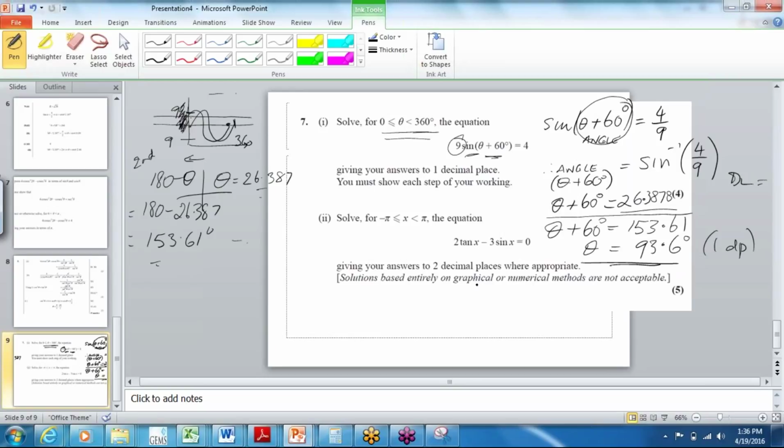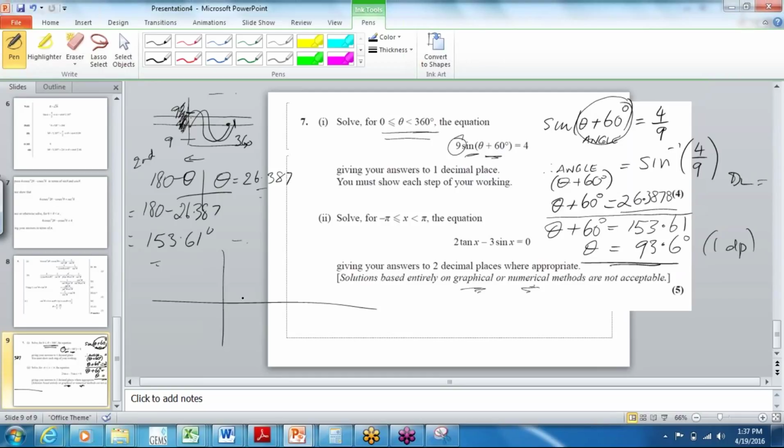So does that mean they want a combination of both? Solutions based entirely on graphical or numerical methods. So do they want a bit of graphical and a bit of numerical? Oh, all right. So half of each, yeah, got it. So let's have a look at this equation.